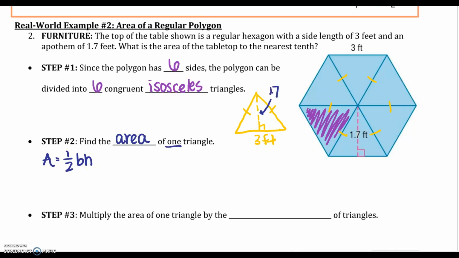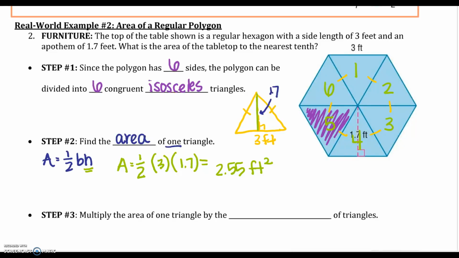So if you look at that triangle, yes, we labeled this as the apothem, but it is also the height, which we know of a normal triangle. So I can say area equals 1/2 my base, which is 3, and my height, which is 1.7. So one area of a triangle is going to be 2.55 feet squared. But remember, I have 6 of those.